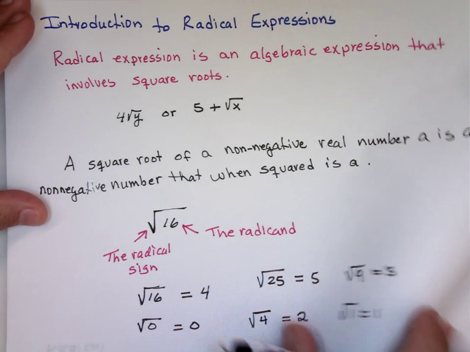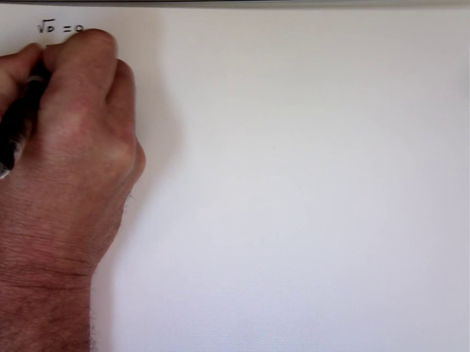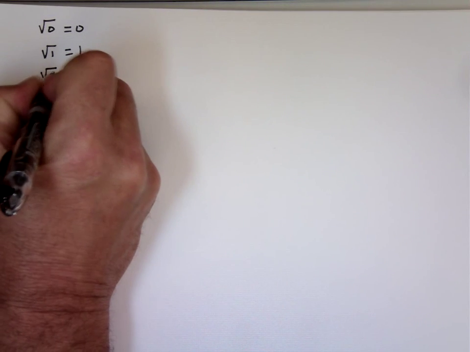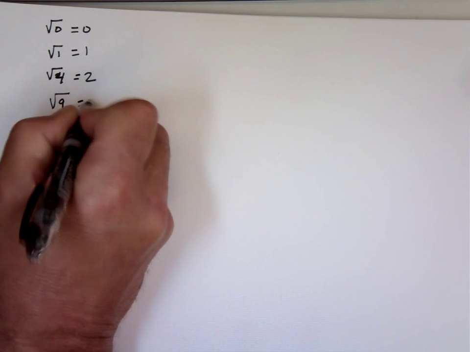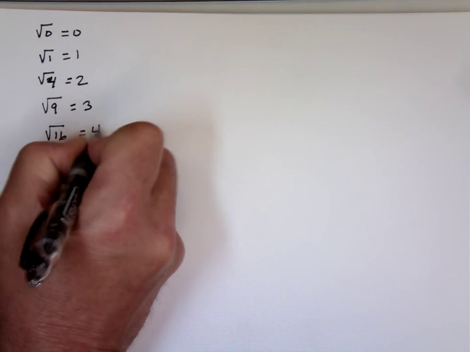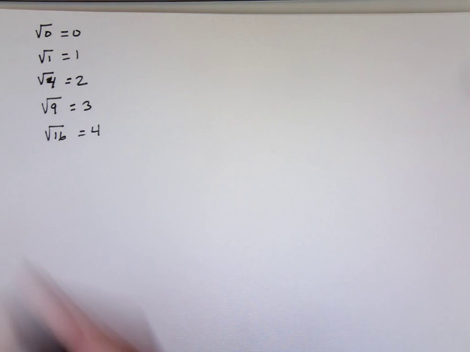Let's try a few more. Remember, the number under the square root can't be negative. So this is what we know so far. If I list, what do I know? The square root of 0 is 0. The square root of 1 is 1. I'm looking at the numbers right here on the bottom. The square root of 4 is 2. The square root of 9 is 3. The square root of 16 is 4. All these we did. The square root of 25 is 5.